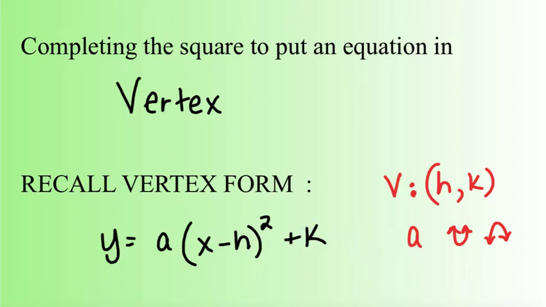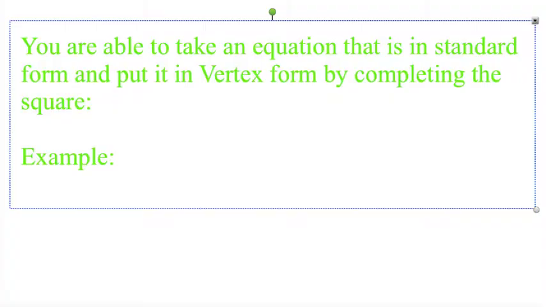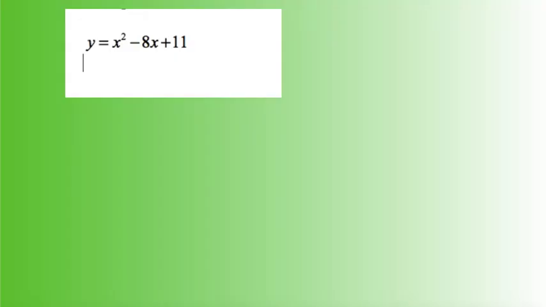So let me show you how to do that by completing the square. It's using the same process. So you are able to take an equation that is in standard form and put it into vertex form by completing the square. Now, the first thing that we have to do is we actually don't set it equal to 0. We leave it as a function, y equals x squared minus 8x plus 11. Now, we do bring the constant to the other side, but we leave it with the y. So I'm going to subtract 11 to the other side.